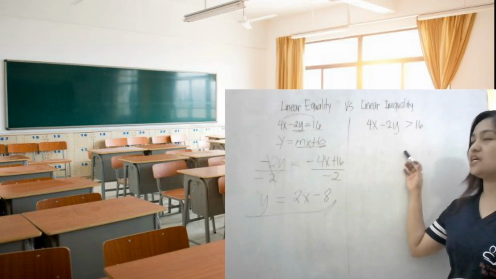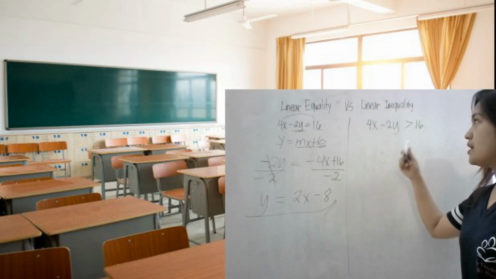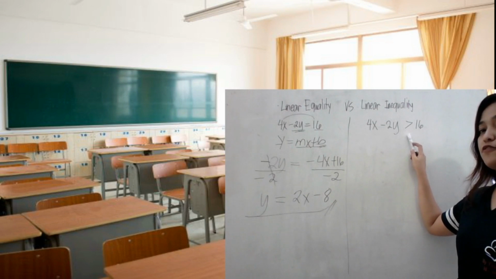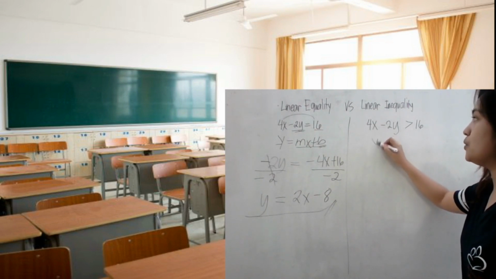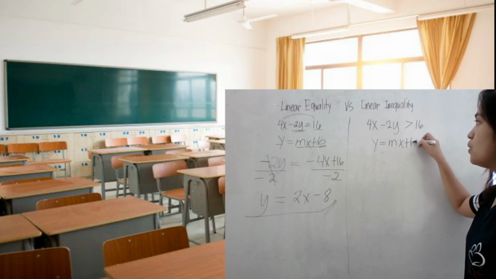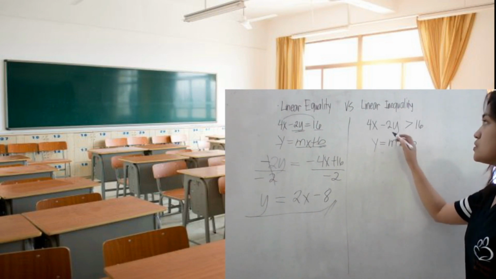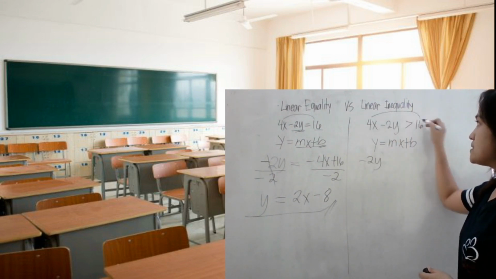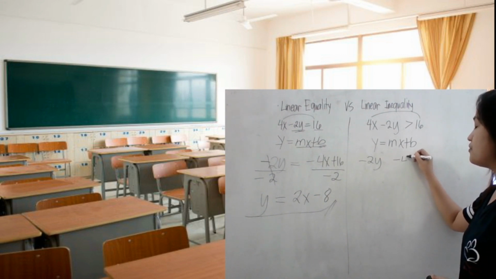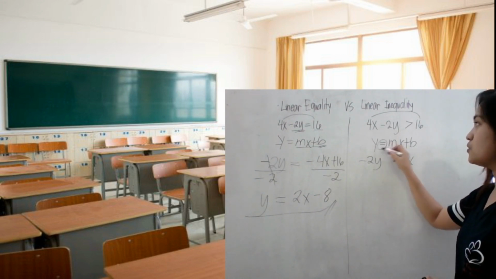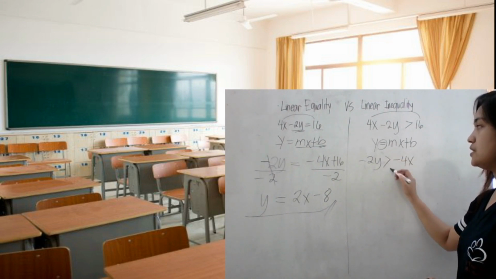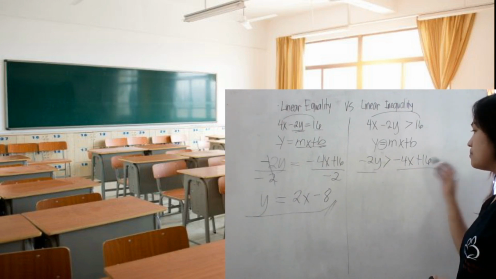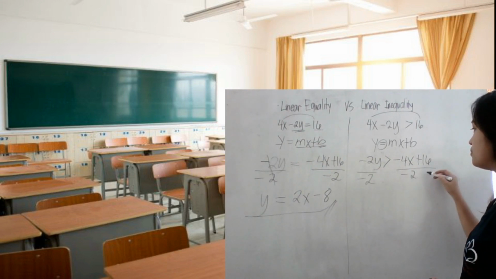What about when it is a linear inequality? So again, the same example, only our sense of inequality is different, okay? So again, we make it y is equal to mx plus b, which is what we call slope-intercept form. So negative 2y, just copy again. Then 4x is moved to the other side, becoming negative 4x. The sign here, of course, is our inequality, greater than. And then, just copy positive 16. Divide both sides by negative 2, negative 2.